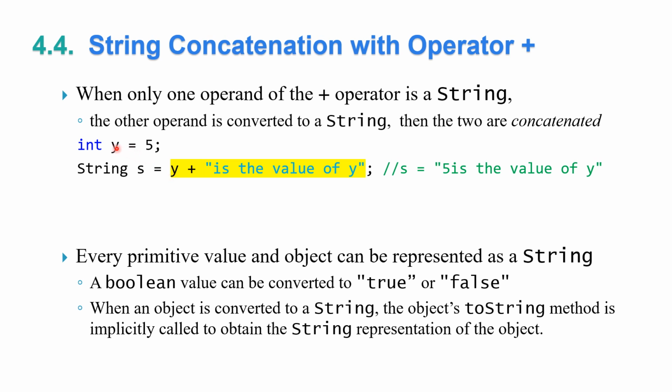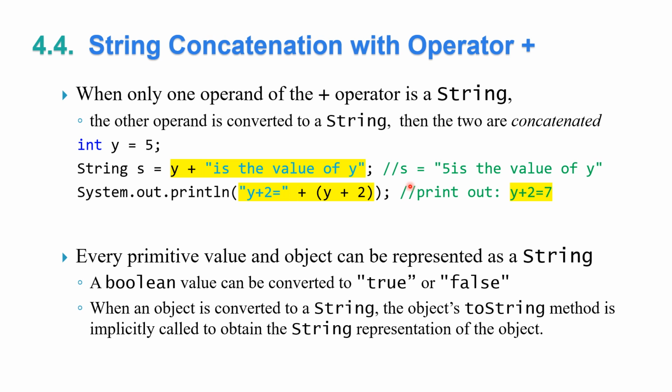Now consider an example of applying the plus operator with one string operand. Suppose a variable y is declared as an int variable and initialized to value 5. Then the expression y plus the string "is the value of y" evaluates to the string "5 is the value of y". If you assign this expression to a string variable s, then s has the content, which is the string "5 is the value of y".